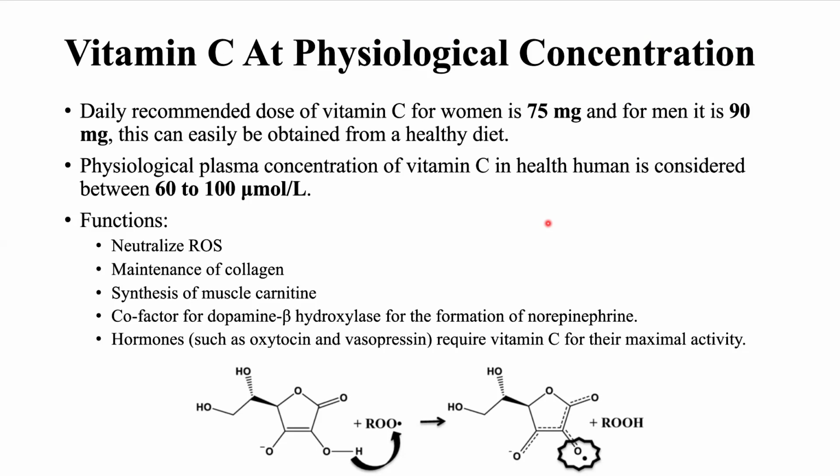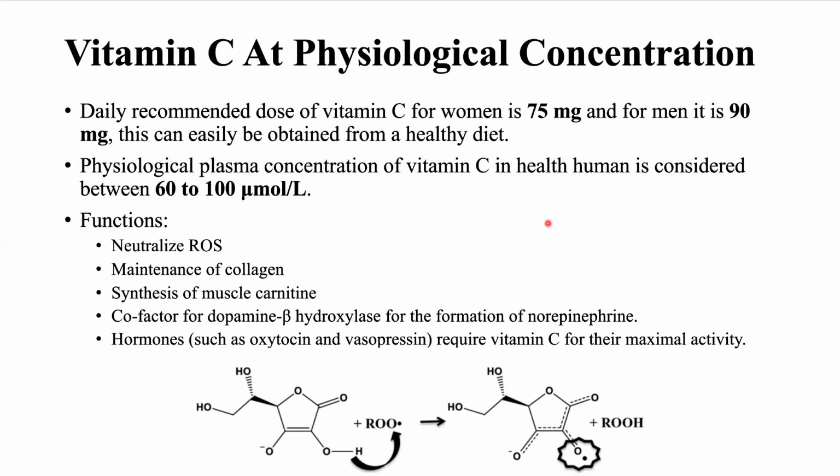And then if we talk about the physiological plasma concentration of vitamin C, it is around 60 to 100 micromolar per liter. We all are aware of its functions, such as neutralizing ROS. ROS is reactive oxygen species, which are produced through several mechanisms inside our body, and it is totally normal for the body to produce ROS. But if there is too much, that could be because of some damage or some kind of mutation or some kind of disease, then it could be problematic.